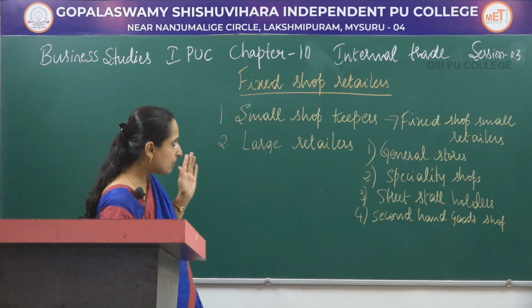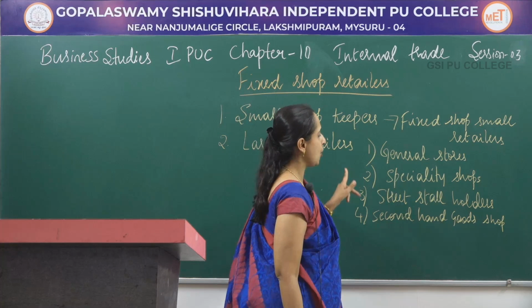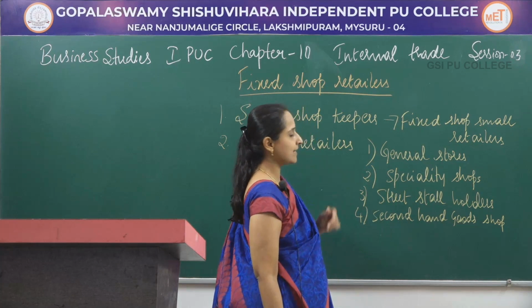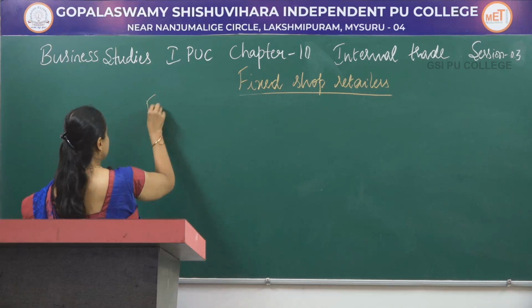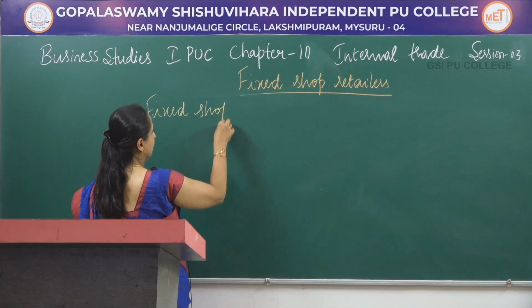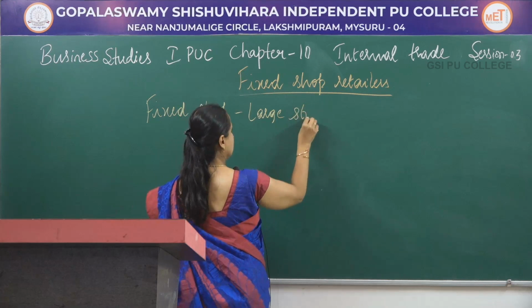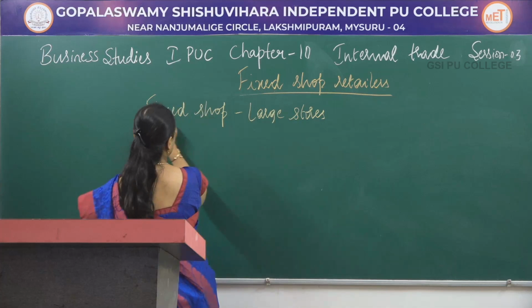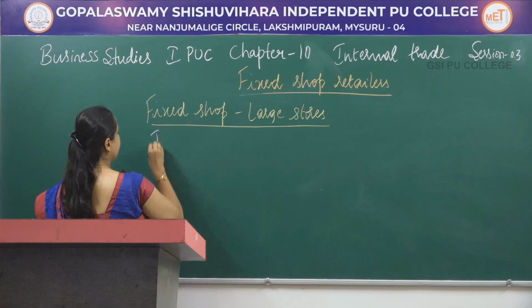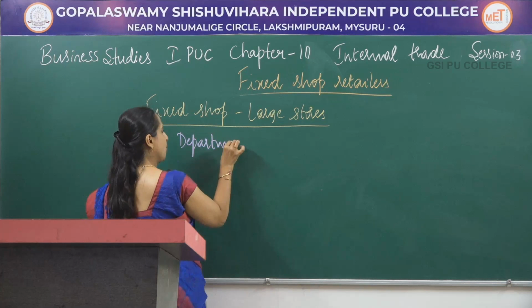These are the fixed shop small retailers: general stores, specialty shops, street stall holders, and second hand goods shop. Next is fixed shop large stores. Under this, first let us see departmental stores.